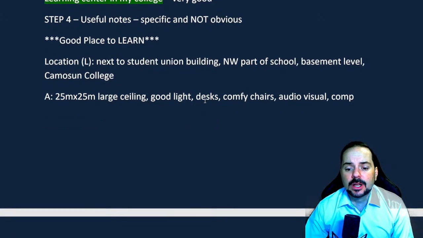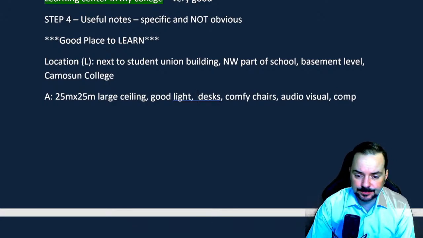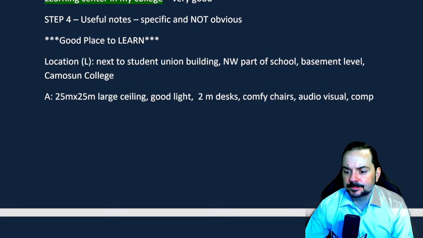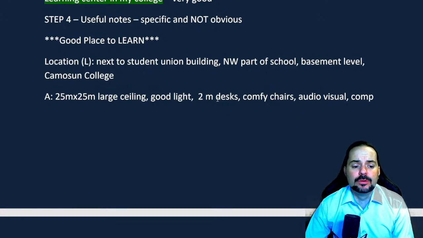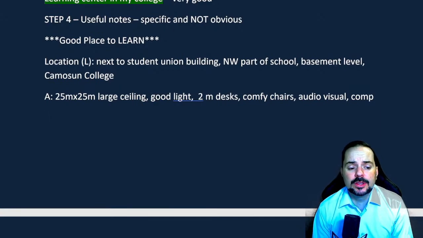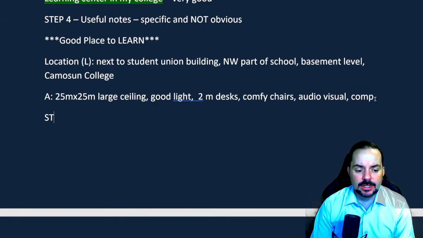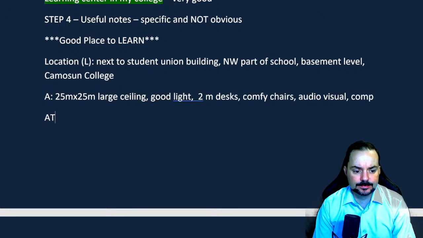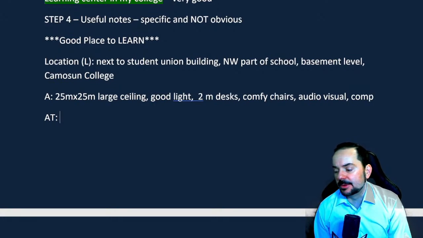They've got long desks. Comfy chairs, audio visual. All right, so who goes there? Who are the attendees? So for attendees, I might do ATT, or just AT is enough, maximizing my time.